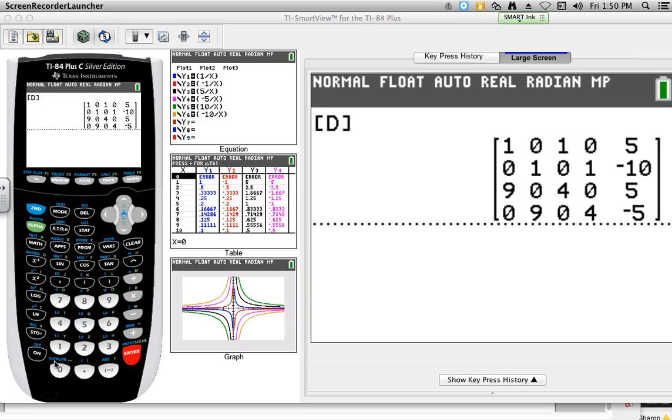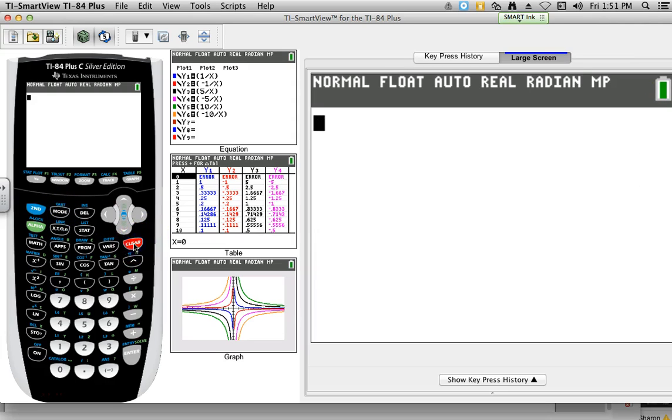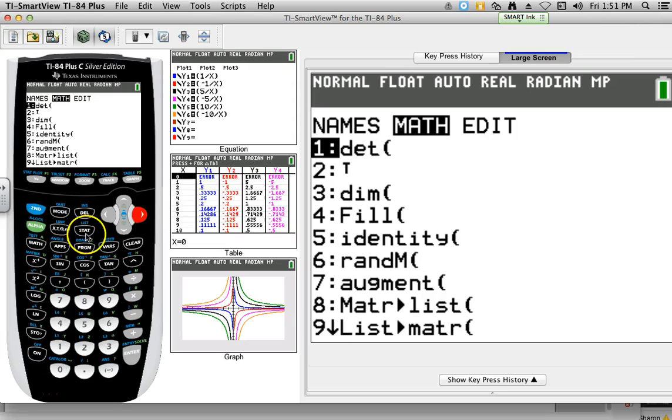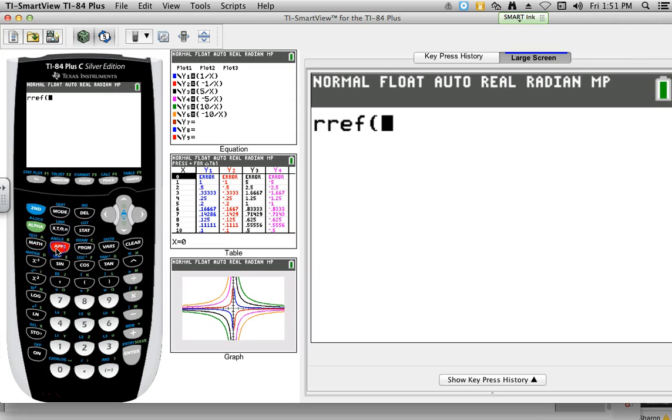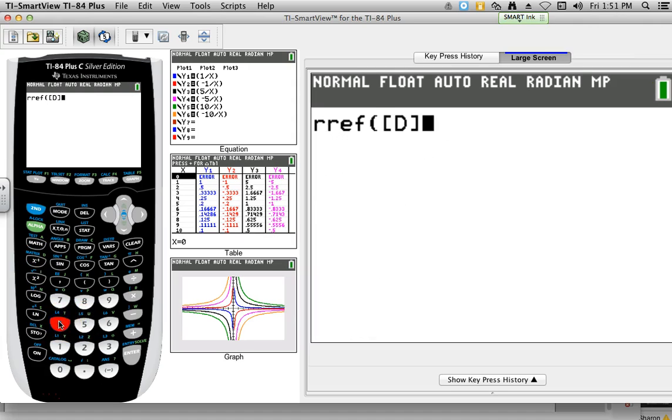I went ahead and put the matrix in as matrix D. Now from the main screen, clear everything off of this. And we need math. And then you can either hit alpha B or scroll all the way down to RREF, second matrix, and I have that, like I said, in D.